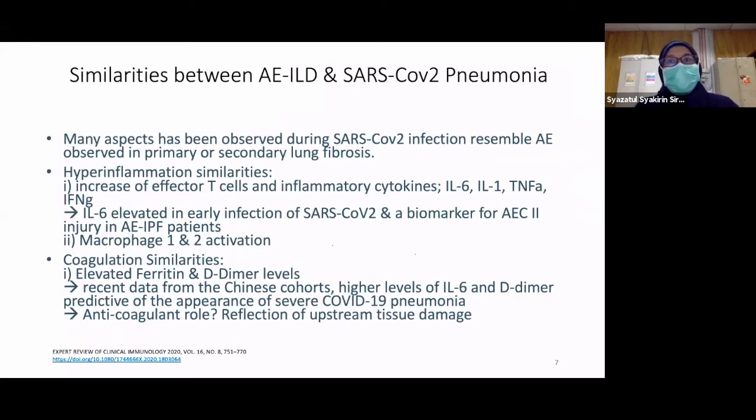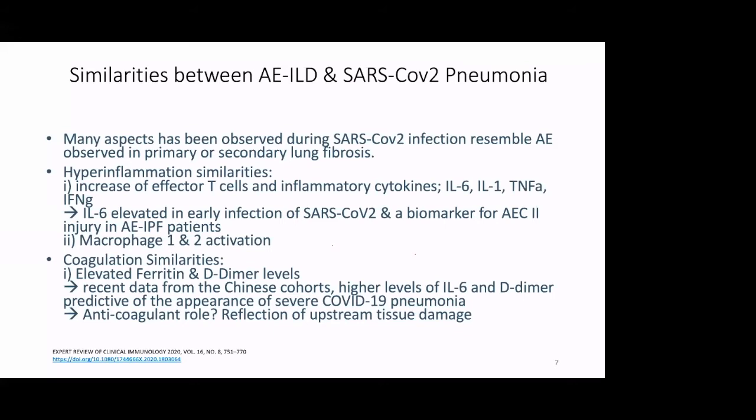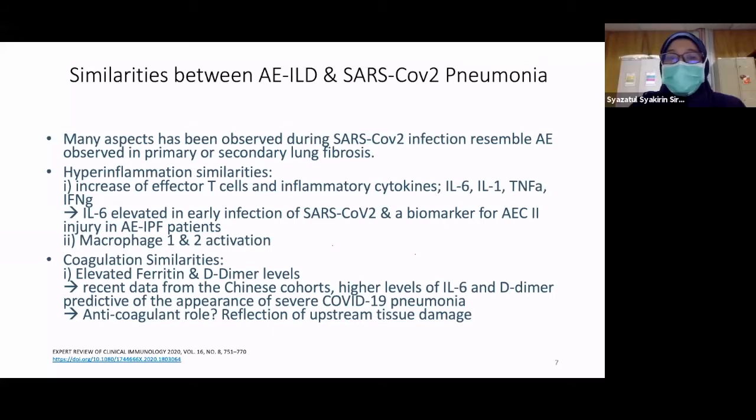So the COVID-19 or SARS-CoV-2 pneumonia, especially those in category 5, when they studied it, they found some similarity to acute exacerbation of interstitial lung disease. The hyperinflammation is similar; they could see the same cytokines that have been observed in acute exacerbation interstitial lung disease as well. These are your interleukin 6, interleukin 1, your TNF alpha, and also the coagulation derangement, so there will be elevated ferritin and D-dimer.